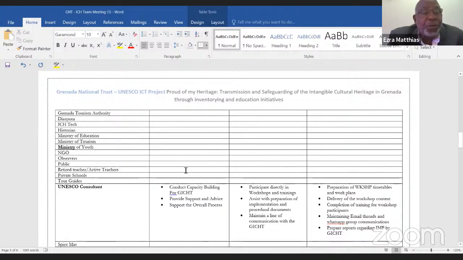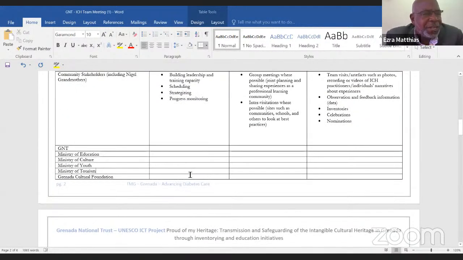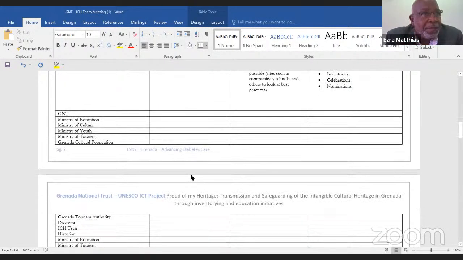This list of organizations I took from the National Trust list of organizations or sectors, and so we had a retired teacher that has a lot of knowledge about ICH. I was hoping that there are many of them, and that's why I put that there.